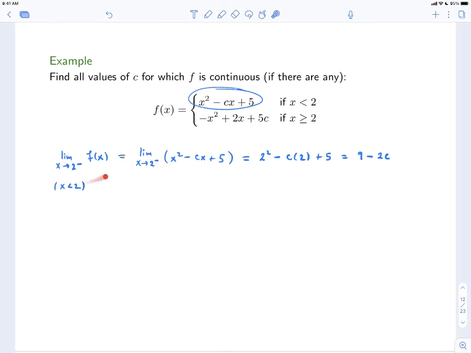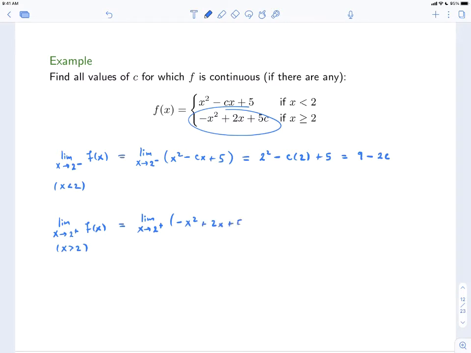Now let's compute the limit from not the left, but from the right. The limit as x approaches 2 from the right of f of x. So in this case, we're no longer looking at the top formula. We're now looking at x equals 2 plus something. So now x is greater than 2. So we're using this formula here, right here. So this is going to equal the limit as x approaches 2 from the positive side, or from the right, I should say, of minus x squared plus 2x plus 5c.